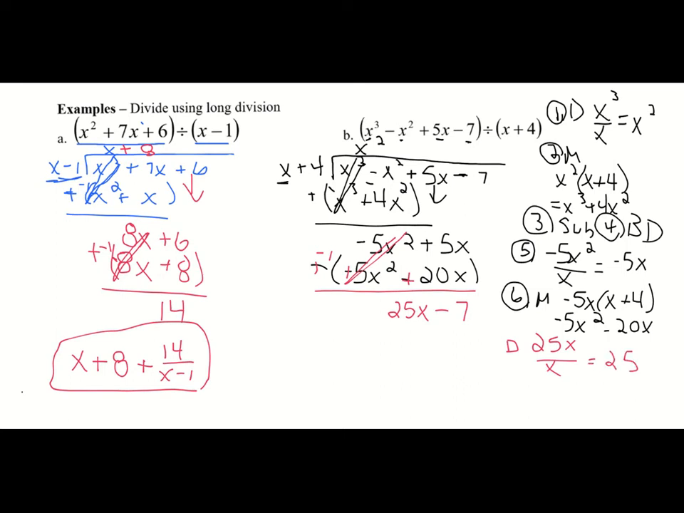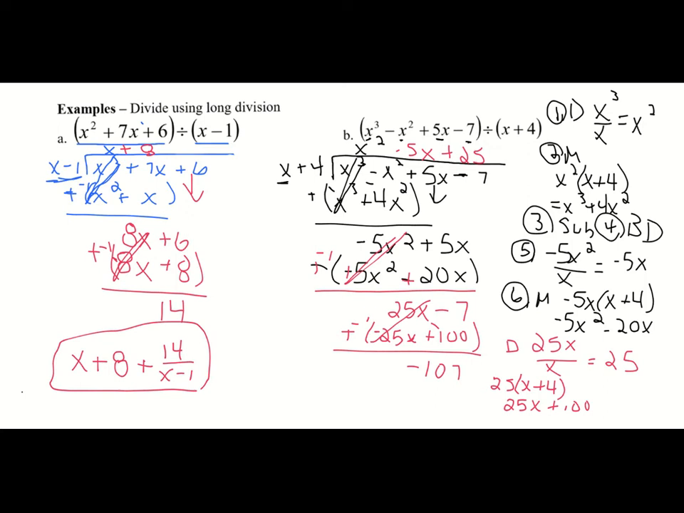Oh, and you know what? I forgot to put my negative 5x up there. And then I'll put my plus 25. So I'm going to finish that off. Now we're going to multiply. So 25 times x plus 4 is going to be 25x plus 100. So we subtract 25x plus 100. So again, do that, take the opposite of each. So we get 25x's cancel out, and negative 7 and negative 100 give us negative 107.